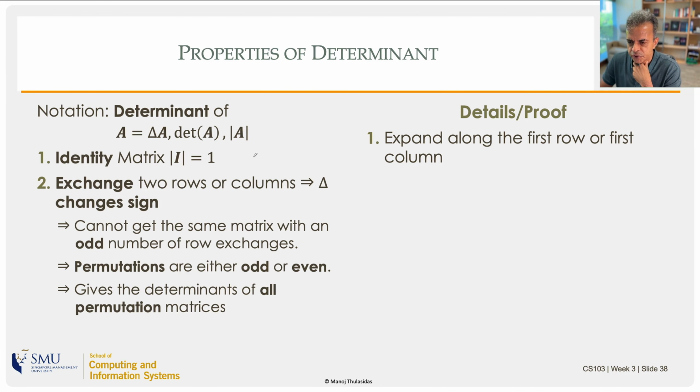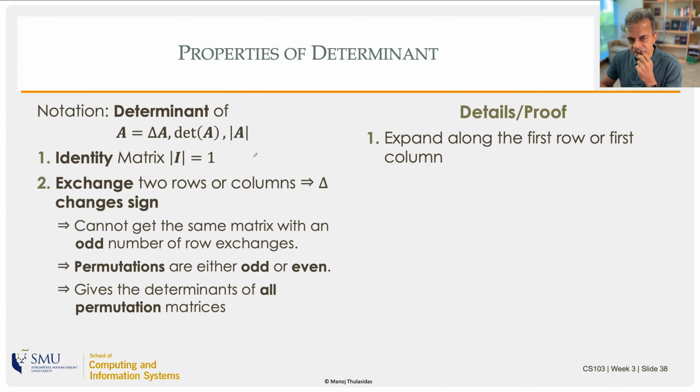Exchange 2 rows or 2 columns, the determinant changes sign. So that has some important implications in terms of so-called permutation matrices. Permutation basically means you are swapping a pair of rows or a pair of columns. The idea is that since the determinant changes sign, by an odd number of permutations, you cannot get back to the original matrix. So you can take, say, first and second row, swap them once, you get a different matrix, swap them back again, then you get the original matrix. So that's 2 permutations. There's no way in which you can do 5 or 7 or 9 or 101 swappings to get back to the original. It has to be an even number of exchanges.